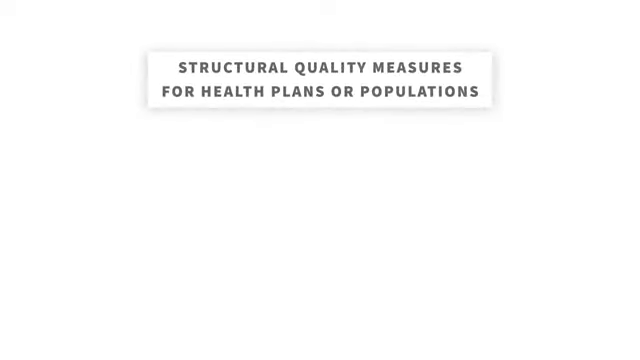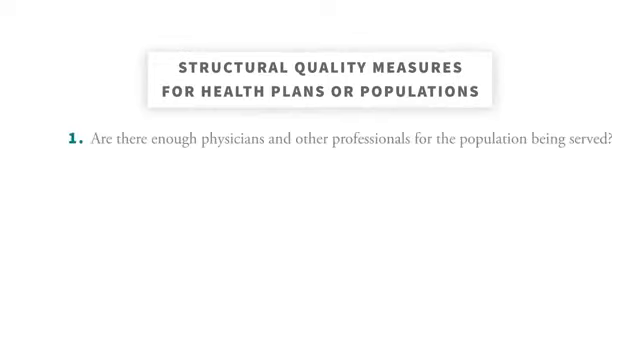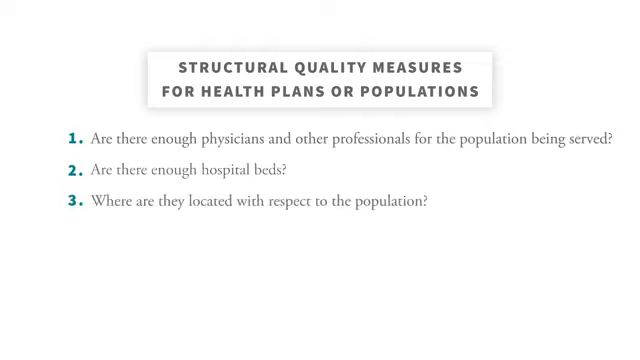For a health plan, or even at a broader population level, we might incorporate some of those aspects, but some would be different. For example, there might be other measures that we would use, like physicians and professionals. Are there enough physicians and professionals for the population being served? Are there enough hospital beds? Where are they located with respect to the population? Things like that. Data used for structural quality measurement can come from a variety of sources.